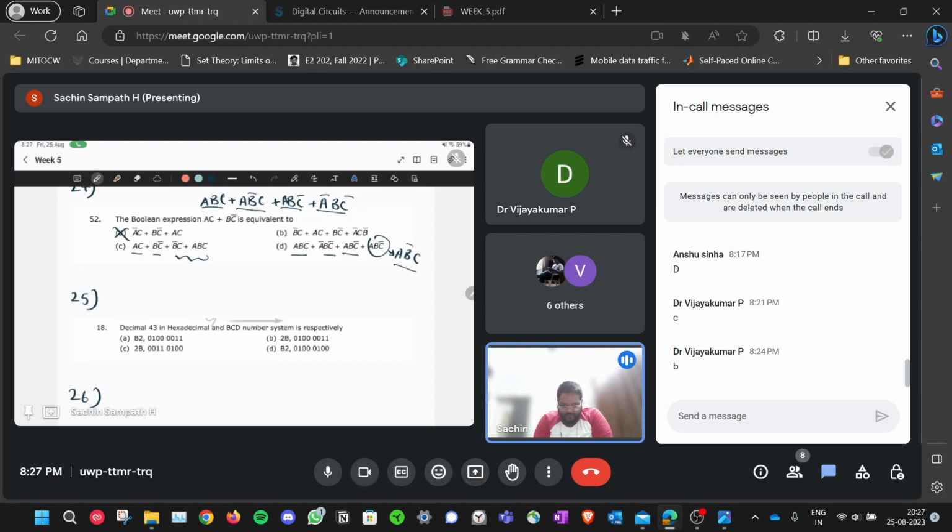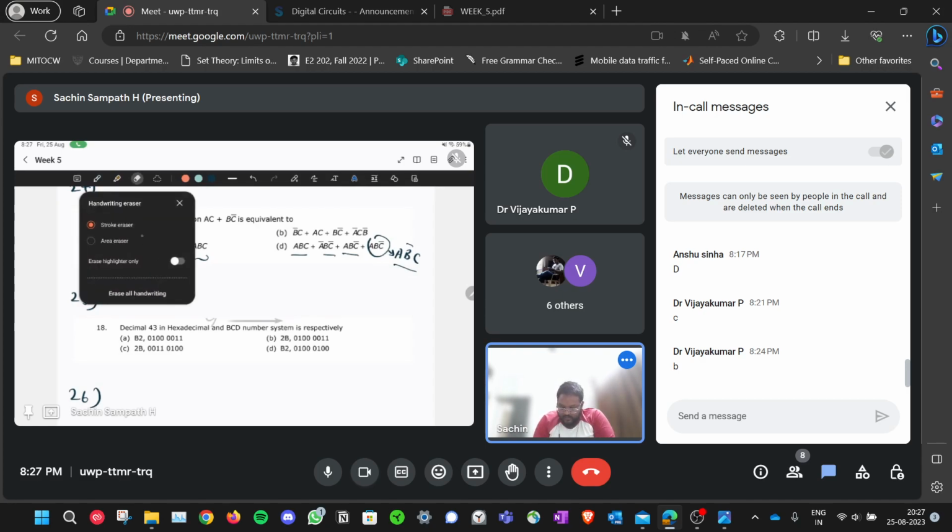So if this type of printing mistake happens, they will simply give you grace marks. There's nothing you can do about it. Okay.